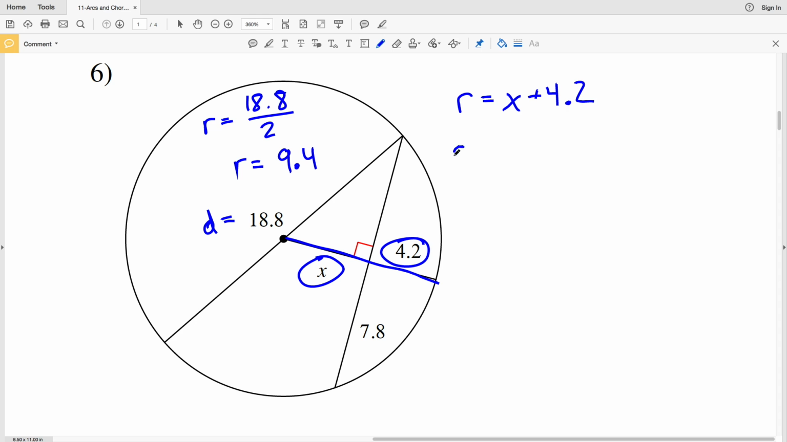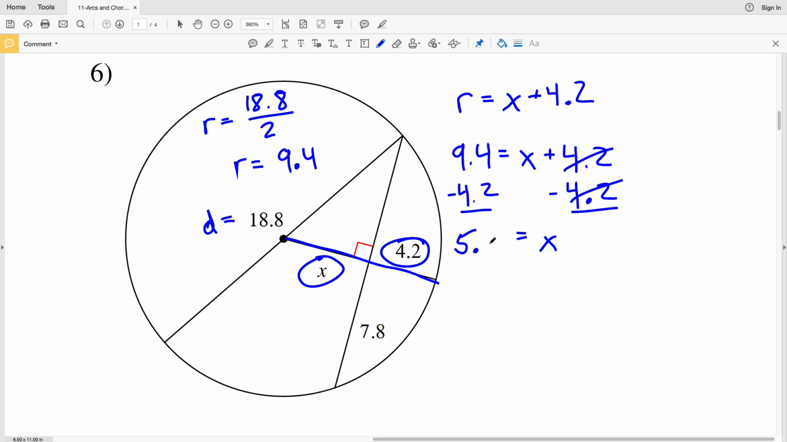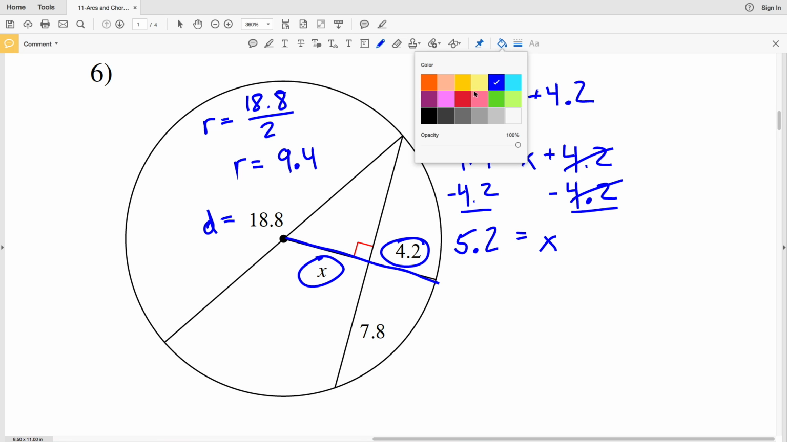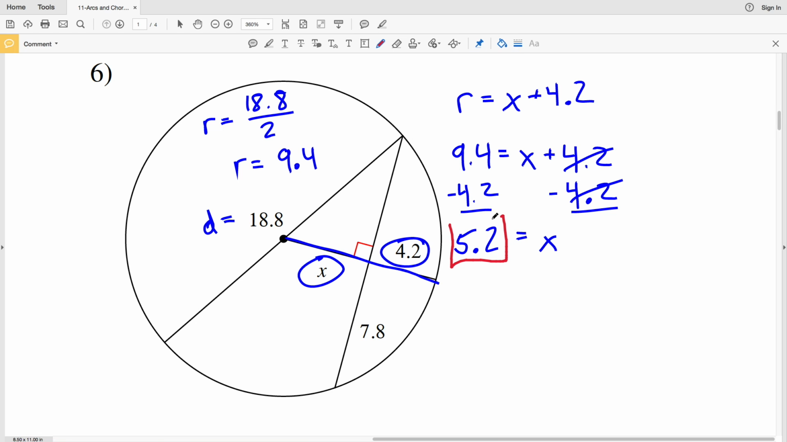So we'll take 9.4 and plug that in for r and then solve for x. Now we'll subtract 4.2 from both sides of our equation to get that x is equal to 9.4 minus 4.2, which is 5.2. So 5 2/10 is the solution in number 6.